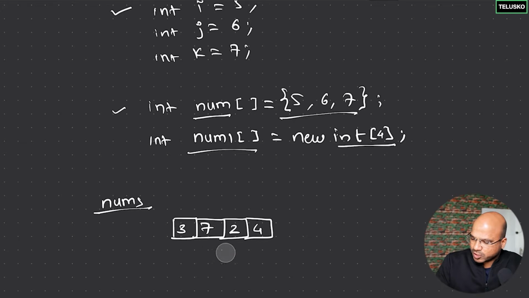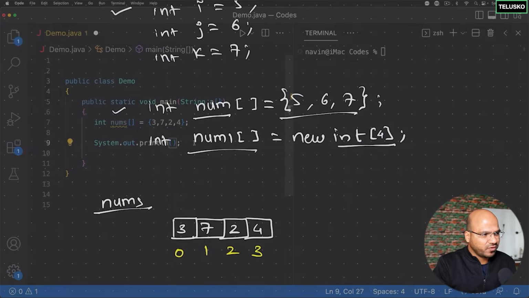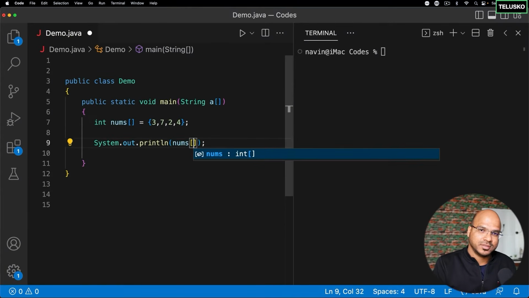In fact, you know what, I should convert that into a different color. 0, 1, 2, 3. Now these numbers in yellow color are the index numbers for the array. Okay, so 3, 7, 2, 4 are the values, but 0, 1, 2, 3 is the index. That means if I want to fetch the values, I have to mention nums. In this square bracket, you have to mention the number, which index value you want to fetch. I will say I want to fetch 0.